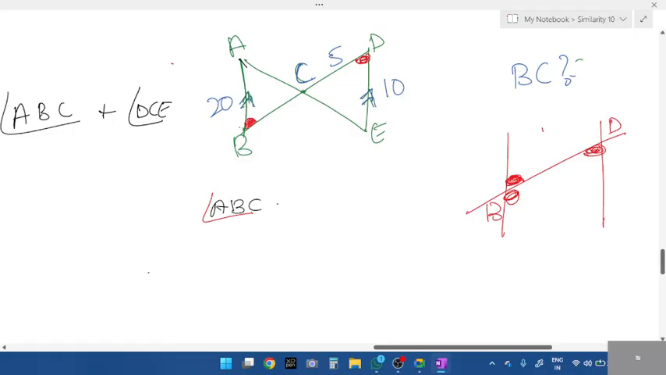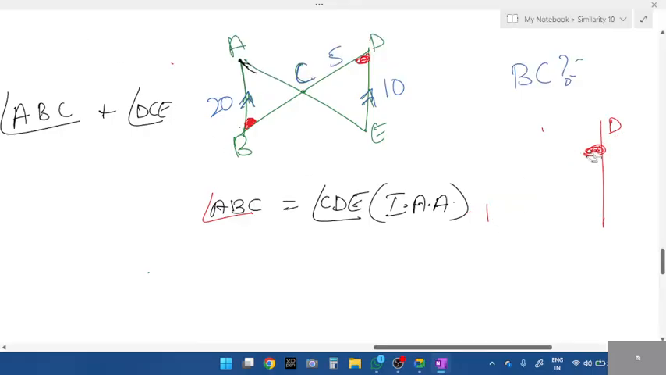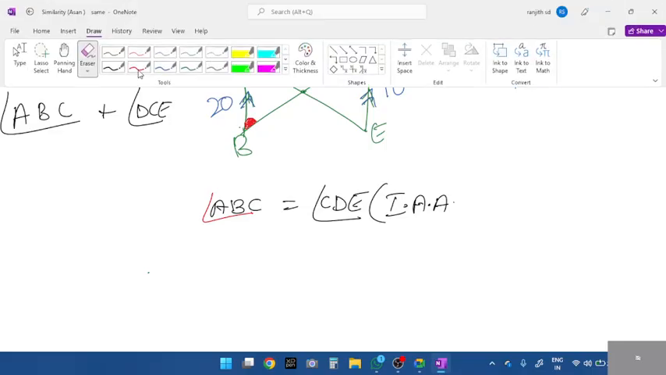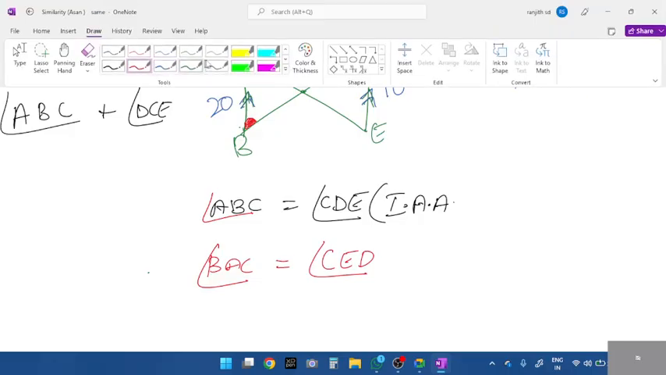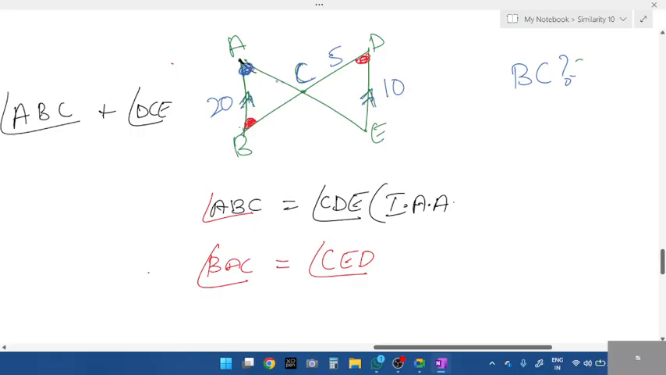Angle ABC is equal to angle CDE. What is the reason you have to write? Interior alternate angle. I'll write IA, interior alternate angle. Tell me the other interior alternate angle. Very good. BAC is equal to angle CED. Look at the red one and the blue one, which I'm going to circle. This angle, blue one, and this one. Same, interior alternate angle. So how many angles are same here? How many angles have we found same, students? One angle, two angles, right?